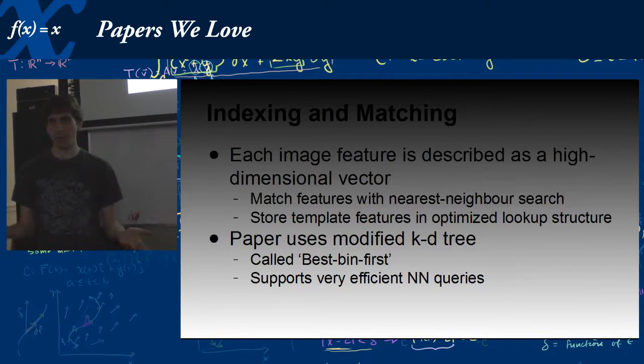So the example that the paper uses is a modified KD tree. If you're familiar with KD trees, they're a tree, but for multi-dimensional searching. It's just an optimization for nearest neighbor queries, but the point is that you basically get logarithmic search time for a large data set of vectors. And that's really all you need to be able to compare one key point to another and say, are these the same or are these different?